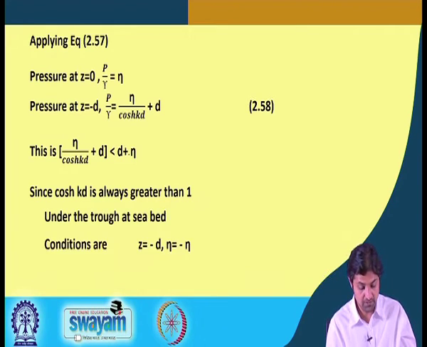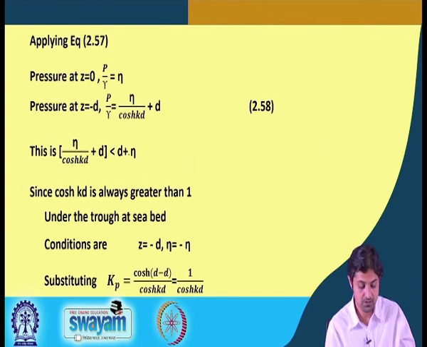So, under the wave trough at the seabed, the conditions are z equal to minus d and eta equal to minus eta. If we substitute that, K p is going to be cosh k into d minus d divided by cosh k d, or 1 by cosh k d.